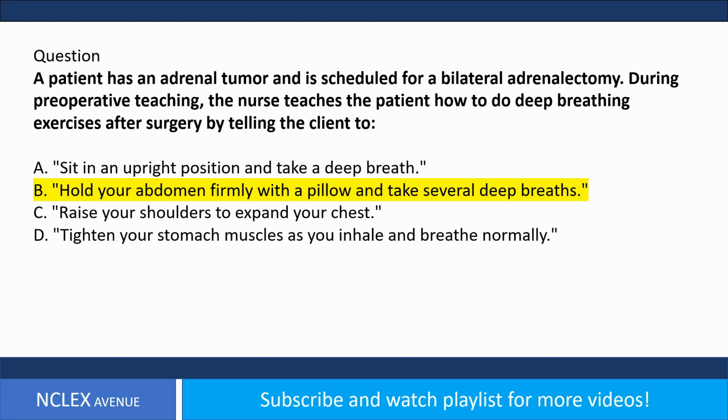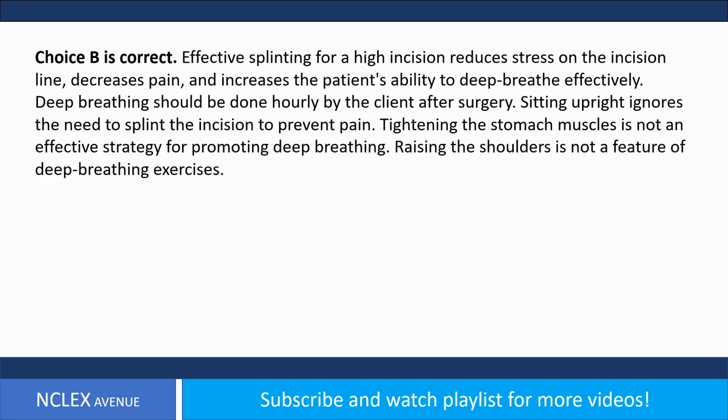Answer. Choice B is correct. Explanation. Effective splinting for a high incision reduces stress on the incision line, decreases pain, and increases the patient's ability to deep breathe effectively. Deep breathing should be done hourly by the client after surgery. Sitting upright ignores the need to splint the incision to prevent pain. Tightening the stomach muscles is not an effective strategy for promoting deep breathing. Raising the shoulders is not a feature of deep breathing exercises.